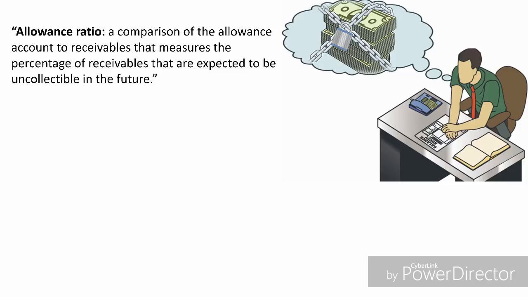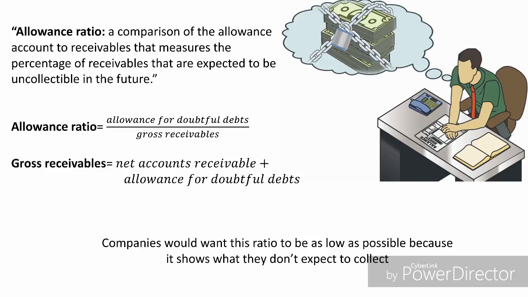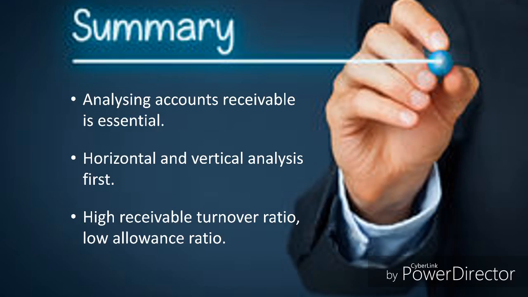Allowance ratio is a comparison of the allowance account to receivables that are expected to be uncollectible in the future. It is calculated by dividing the allowance for doubtful debts by gross receivables, where gross receivables is the sum of net accounts receivable and allowance for doubtful debts. Generally, companies need the allowance ratio to be as low as possible because it shows what they do not expect to collect.